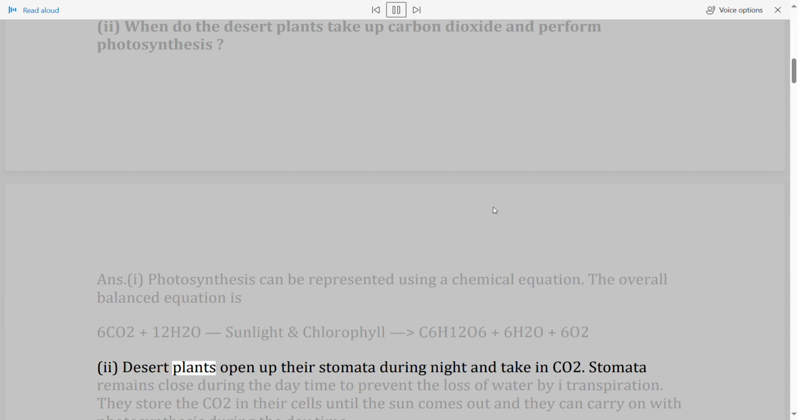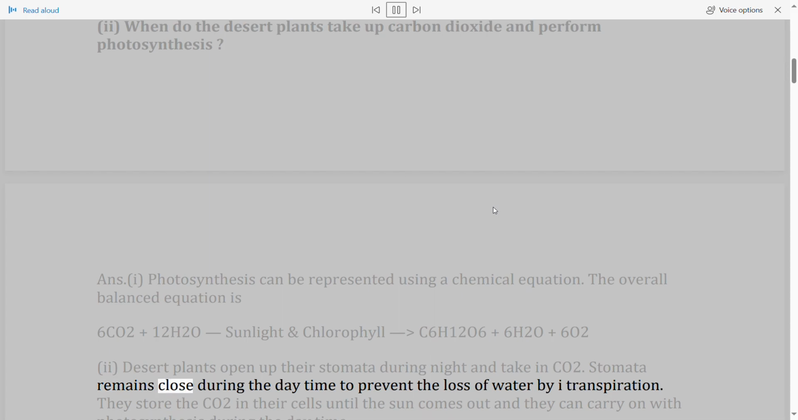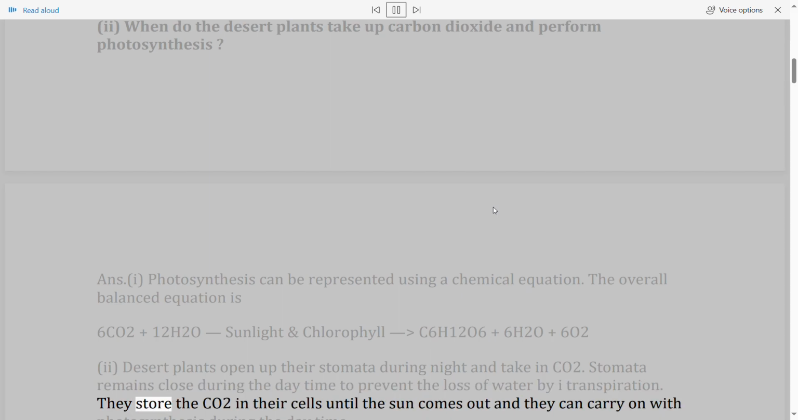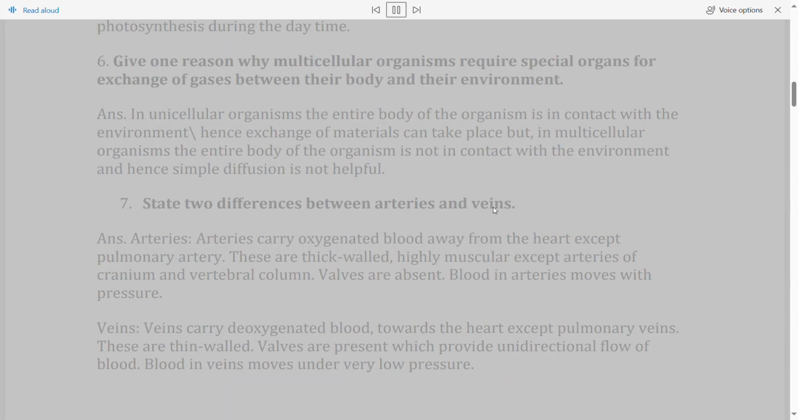2. Desert plants open up their stomata during the night and take in CO2. Stomata remain closed during the daytime to prevent the loss of water by transpiration. They store the CO2 in their cells until the sun comes out, and they can carry on with photosynthesis during the daytime.